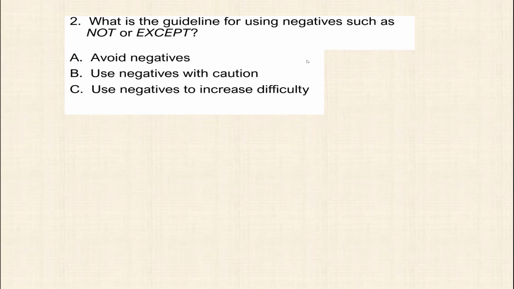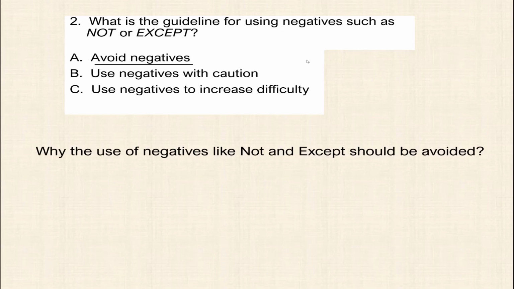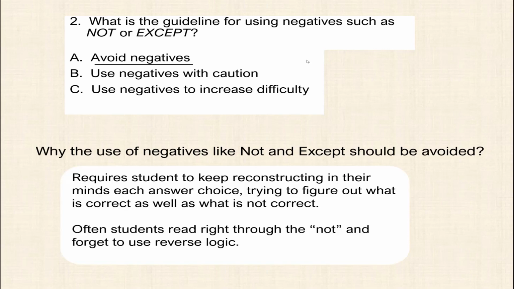So what is the guideline for using negatives such as not or except? Avoid negatives. Why should the use of negatives like not and except be avoided? It requires the student to keep reconstructing in their minds each answer choice, trying to figure out what is correct as well as what is not correct. So it's clouding their ability to make a choice. Often students read right through not anyway, and when they do that, they forget to use the reverse logic of, well, what is not or what is the exception. So you get valid items by avoiding not and except.